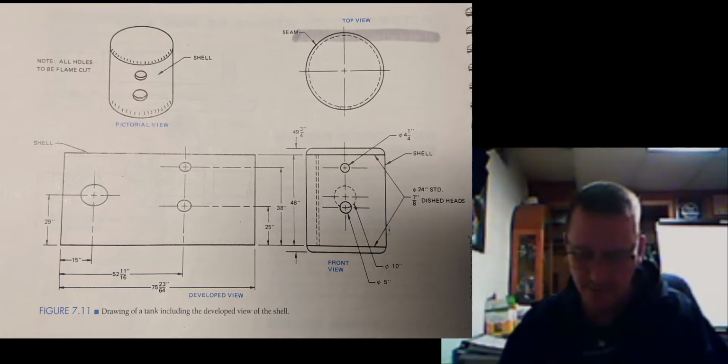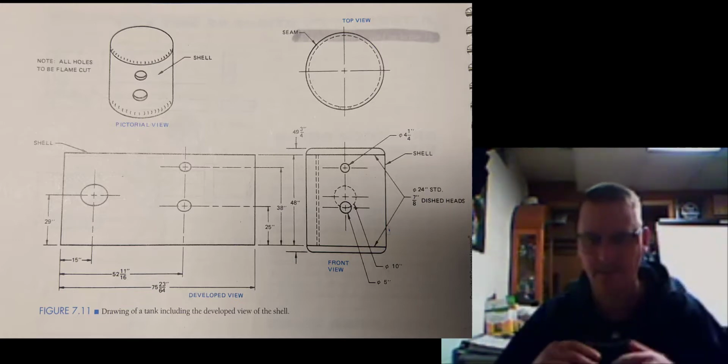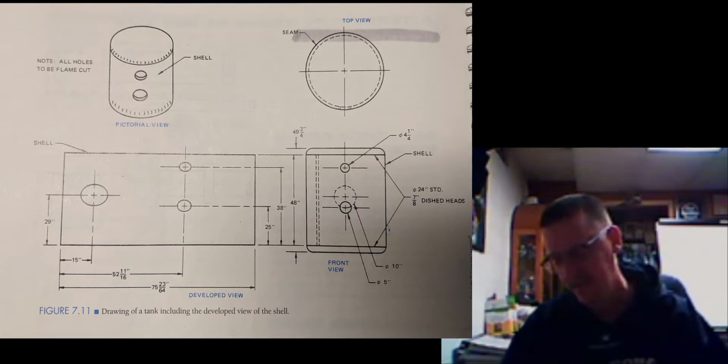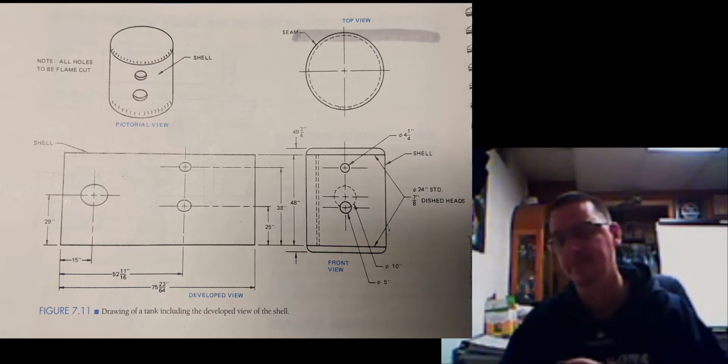In the pictorial view, you see what it looks like as a finished product, not one that you would work on. But going over here, there you have your top view looking down at it, but over here in the front view, you see object lines, you see hidden lines, you see holes for flanges that are going to be cut out. It is just a mess.